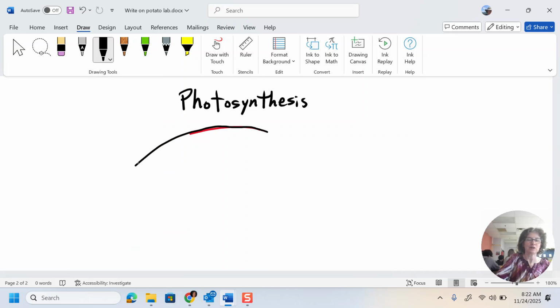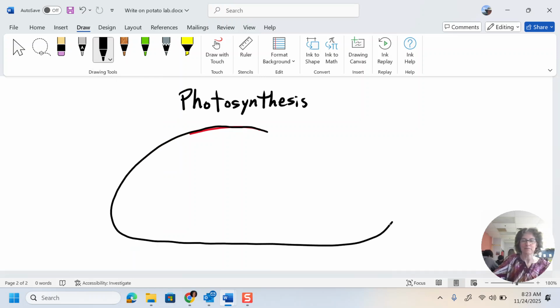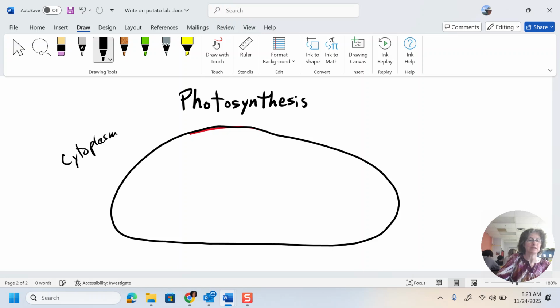All right, so if we draw a big chloroplast here, remember, out here is the plant cell's cytoplasm, right? And we might have mitochondria next door. Don't forget that, because plant cells do both respiration and photosynthesis. But we have a chloroplast here.